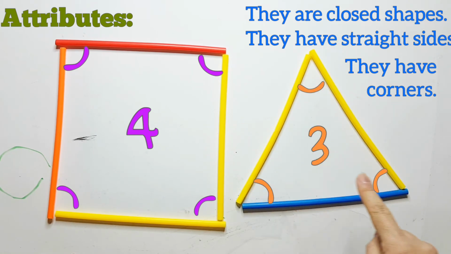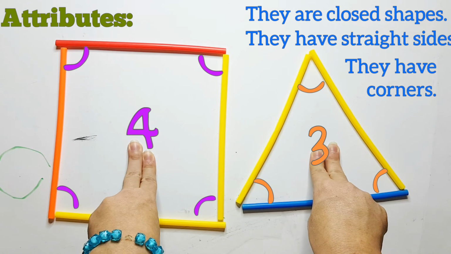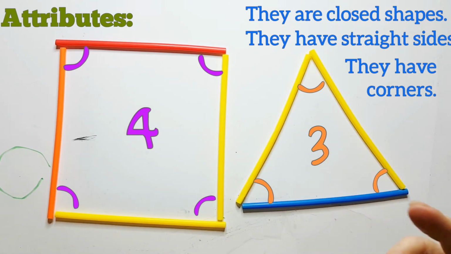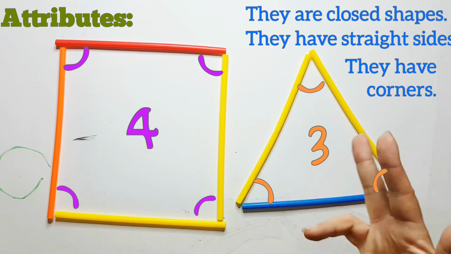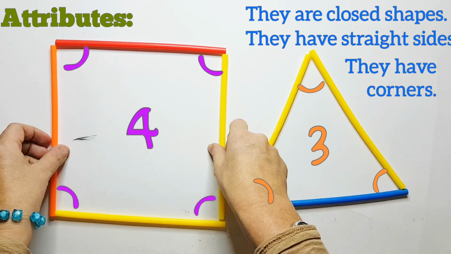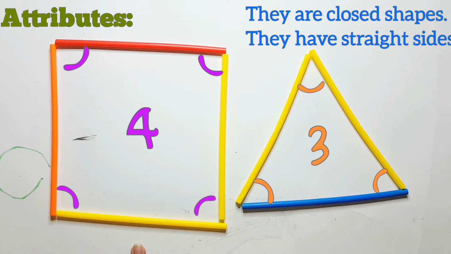1, 2, 3. So even though they share attributes like being a closed shape and having sides and having straight lines and having corners, they're still not the same because this one has 4 corners and this one has 3 corners. Wow! So now I'm going to show you some shapes and you are going to tell me their attributes.